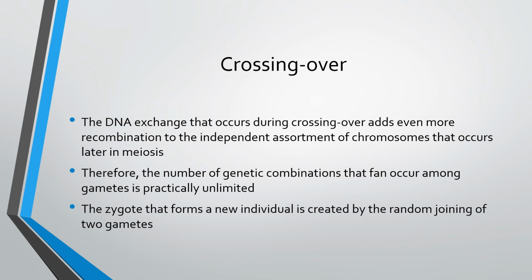Crossing over. The DNA exchange that occurs during crossing over adds even more recombination to the independent assortment of chromosomes that occurs later in meiosis. Therefore, the number of genetic combinations that can occur among gametes is practically unlimited. The zygote that forms a new individual is created by the random joining of 2 gametes.